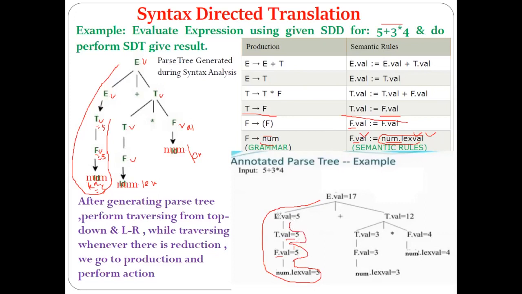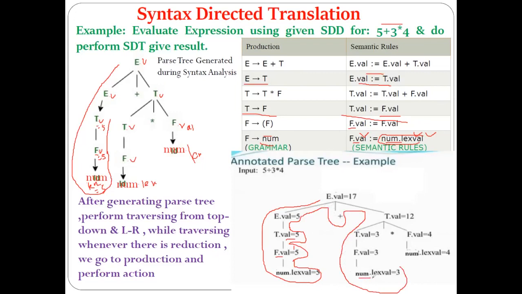Can t be reduced to e? Yes, t can be reduced to e. So what is the semantic rule for that? T dot val can be reduced to e dot val. So t dot val equal to e dot val, meaning the value of t dot val becomes the value of e dot val here. That is the reason e dot val gets the 5. So likewise, we go on traversing like this, top down, left to right manner.